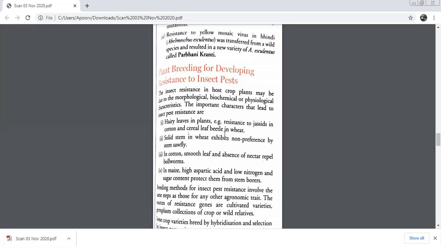So we have breeding methods for insect pest resistance also. We have a lot of steps for getting the desired agronomic trait. Remember, whenever we say desired agronomic trait, it could be resistant genes, germplasm collection. We're going to have varieties which are going to be resistant to disease, pests, pathogens, all of them. So we'll move on to the next topic very quickly. We're about to complete this part today.